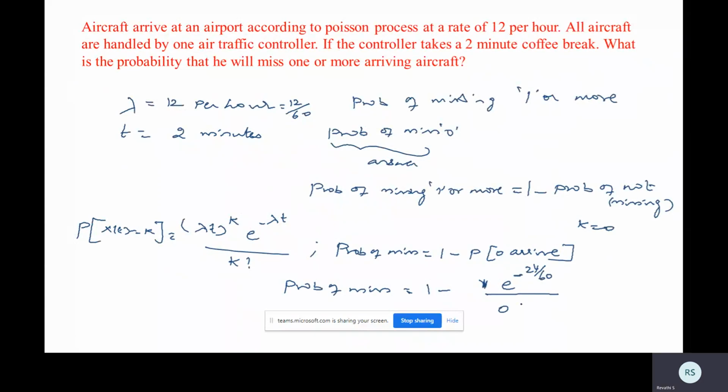Divided by k factorial. K is 0, right? So 0 factorial, and 0 factorial is 1. So what is 24 by 60? You can substitute this later. You can write it as 1 minus e power minus 24 by 60. Okay, you can find this in the answer and you can write this later.